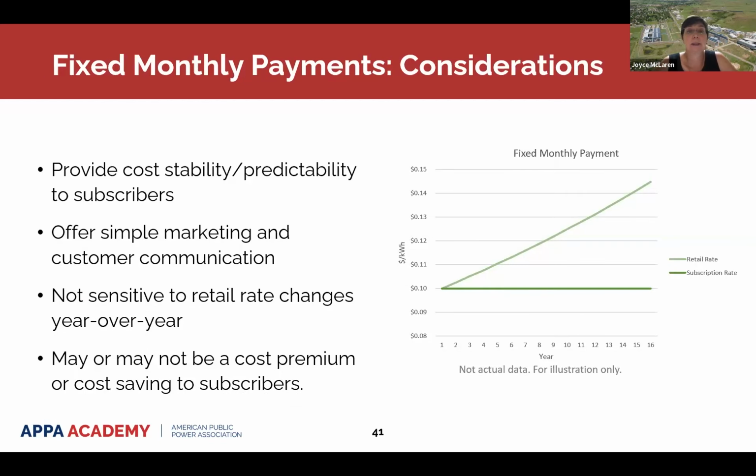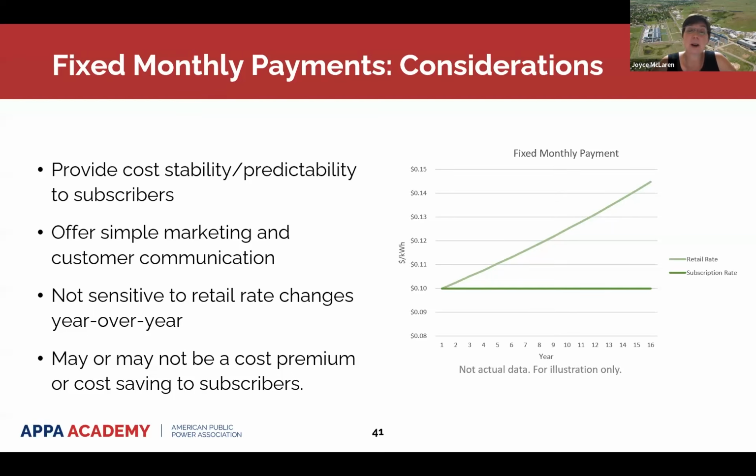So next slide, please. Some of the considerations here: the fixed monthly payments, of course, provide some cost stability and predictability. It's really easy to talk about to your potential subscribers, good marketing, not sensitive to retail rate changes, so the subscription isn't going to change no matter what happens with retail rates. That's a really easy thing for people to sign on to.